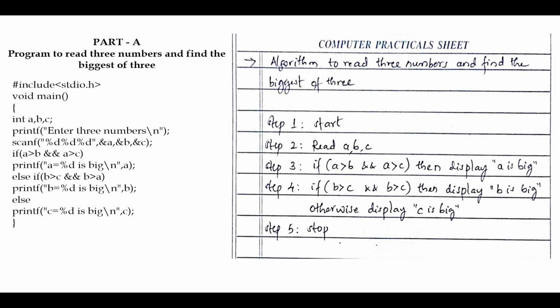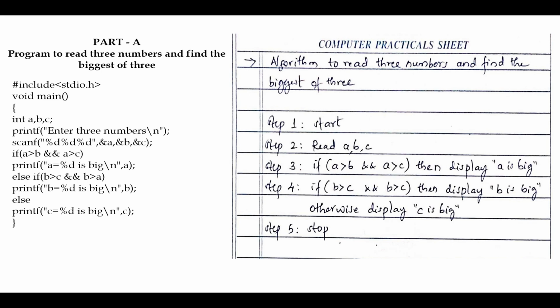Now we will move to the next program: a program to read 3 numbers and find the biggest of the 3 numbers. Here we have the program on the left side where we enter 3 numbers A, B, C. If A greater than B and A greater than C, A will be big, else if B greater than C and B greater than A, B will be big, otherwise C will be big.